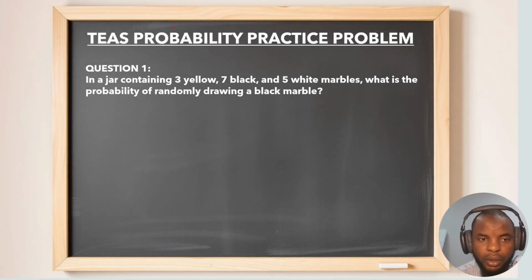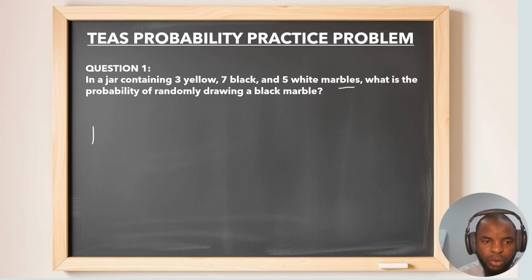This is my first series on TEAS exam. Today I'll be solving probability practice problems. The first question says, in a jar containing 3 yellow, 7 black and 5 white marbles, what is the probability of randomly drawing a black marble?